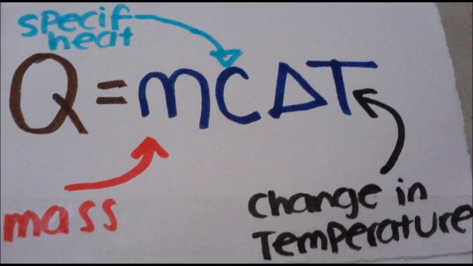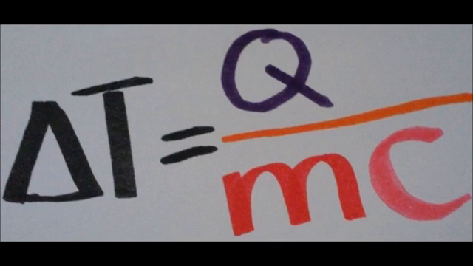For this problem, I'm going to use the formula for heat, which is heat equal to mass times the specific heat times the change in temperature. Because I'm solving for change in temperature, my equation will be change in temperature equal to heat divided by the mass of the bullet times the specific heat.